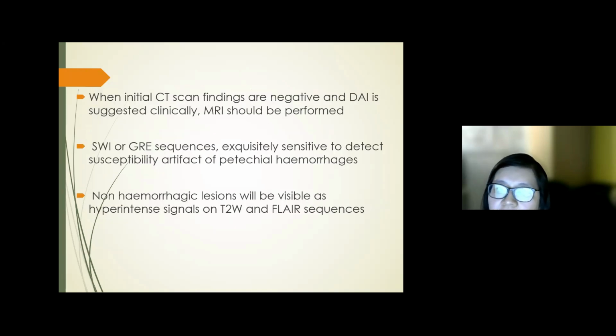So if we have an initial CT scan that is negative, but diffuse axonal injury is highly suspected, then we need to perform an MRI for further assessment. So in MRI, susceptibility weighted imaging, or what we call gradient echo sequences, is very sensitive to detect any susceptibility artifact or what we call a blooming artifact of a petechial hemorrhage. And non-hemorrhagic lesions can be visible as hyperintense signal on the T2 and also FLAIR sequences.